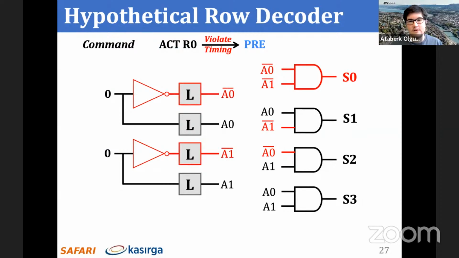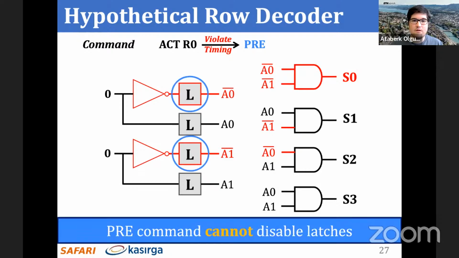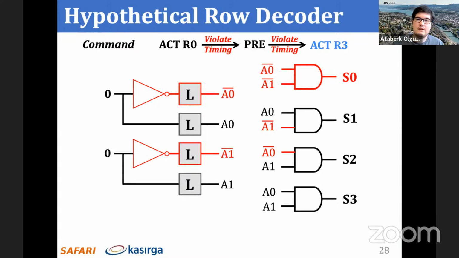Following the first activate command, we send a precharge command while we greatly violate the tRAS timing parameter. The precharge command cannot disable these 2 latches as there is not enough time due to violated tRAS. We then quickly send another activate command as we greatly violate the tRP timing parameter. This time we send the activate to row 3. This interrupts the precharge process, and the latches that drive A0 bar and A1 bar remain enabled.